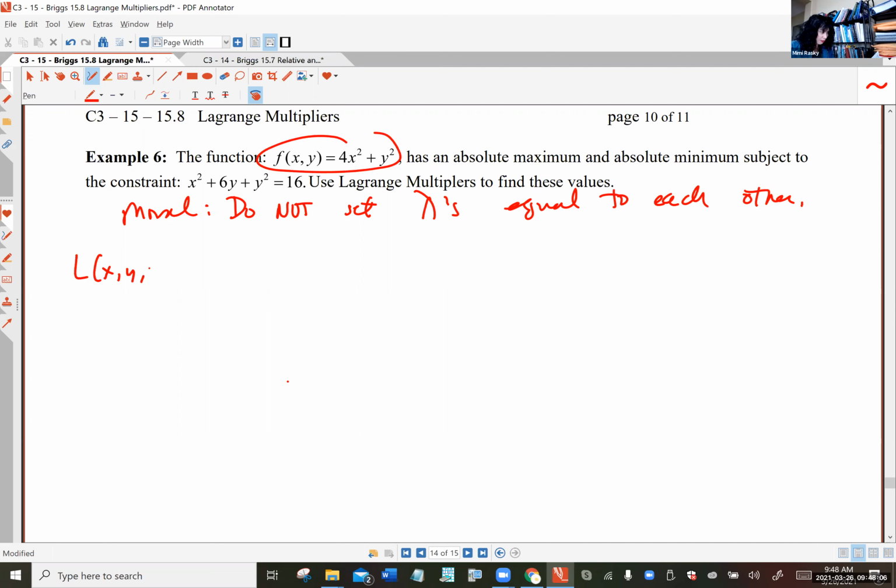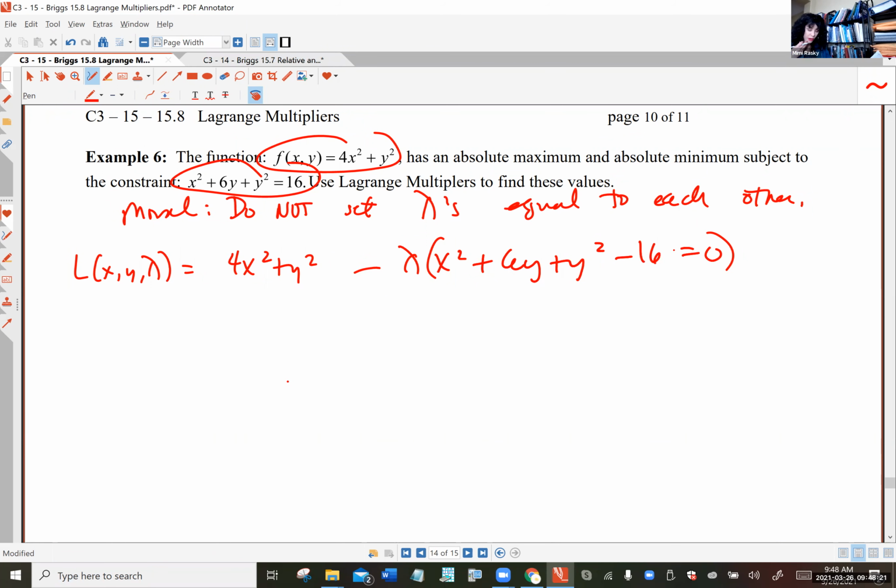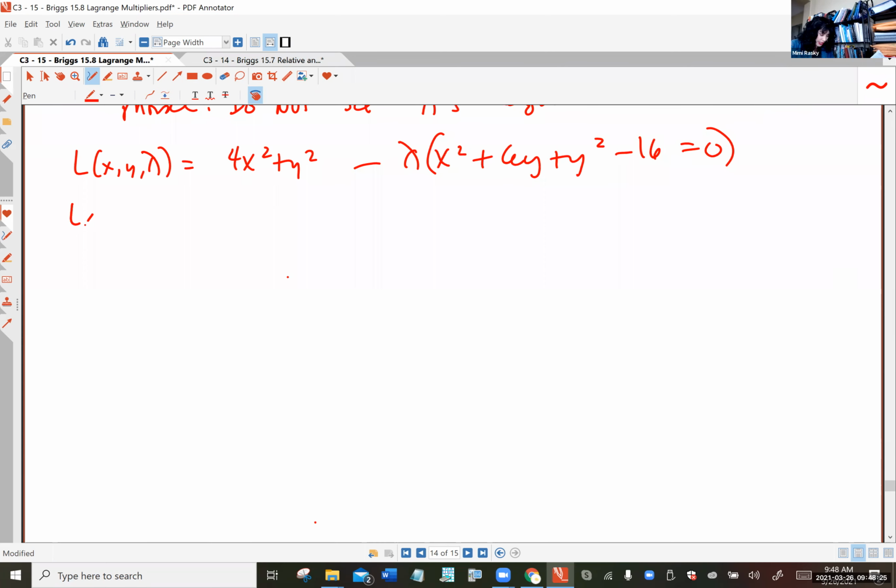So if we form our big Lagrange function, in this case of 3 variables, we'll put that first, minus lambda times our constraint. And you always want to write your constraint where everything is on one side and 0 on the other. Okay, so extremize this function. You know the drill. You're going to get the partials, and then you'll set them simultaneously equal to 0 and solve the nonlinear system.